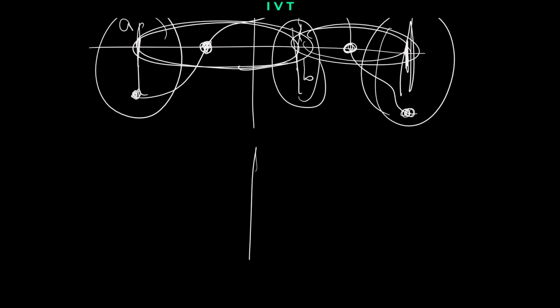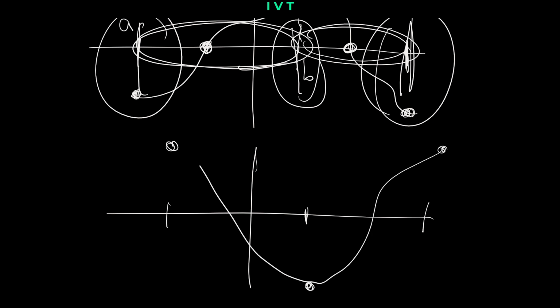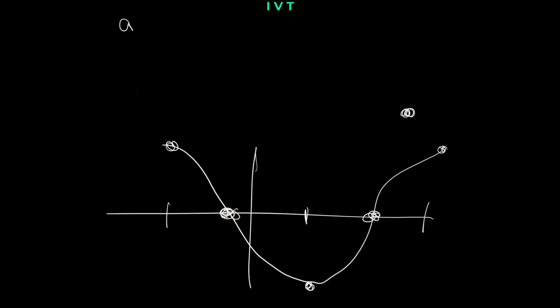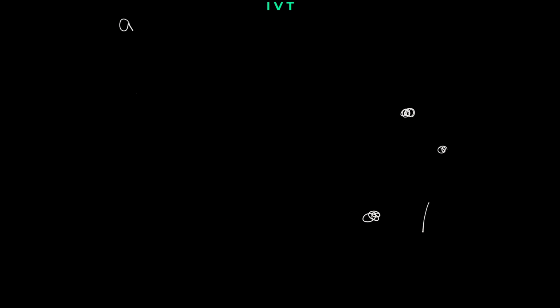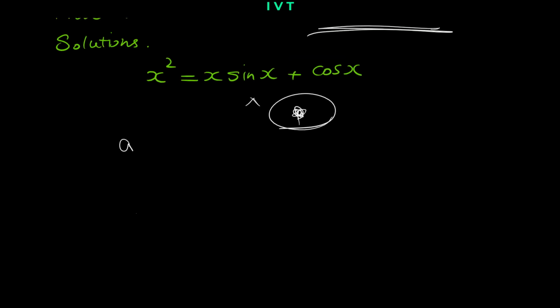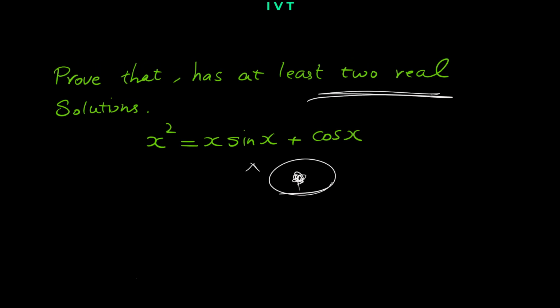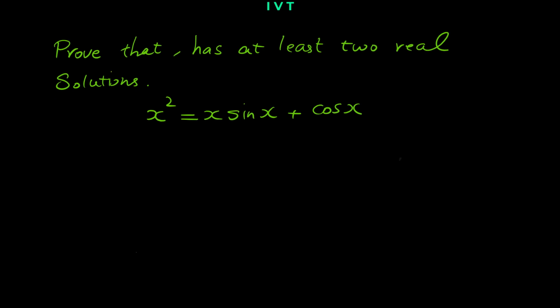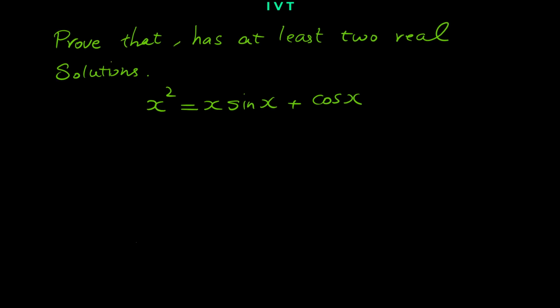Maybe the situation is like this. At one point the function is negative, at two other points the function is positive, and if the function is continuous, then it has two solutions, as you can see here. This is the idea that we want to use to answer this question. So instead of choosing two numbers, you have to choose three numbers. But you have to choose those numbers in a special way.